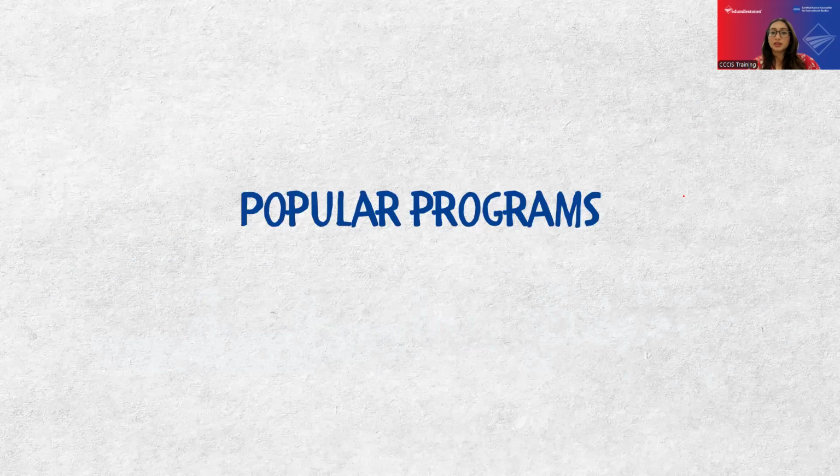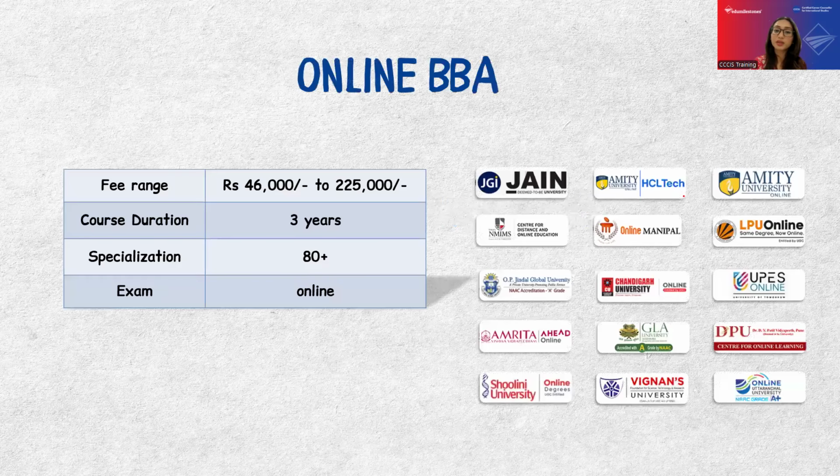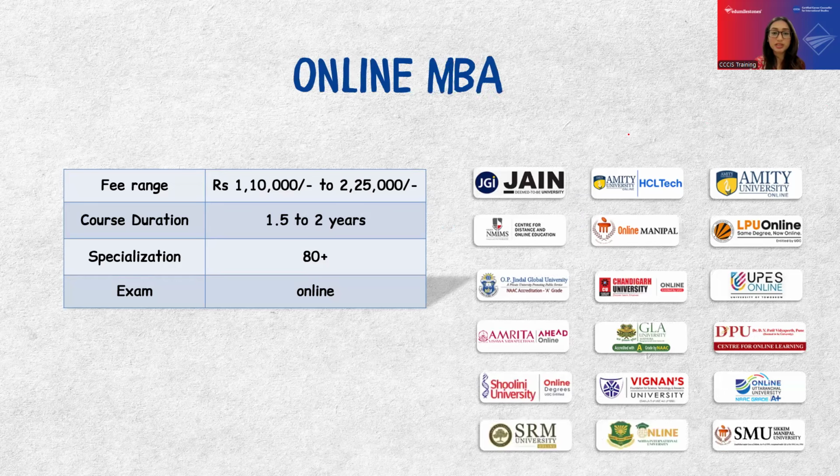Fine. Now, what are the popular programs? Most of the time we have BBA, MBA, BCA, MCA programs, and professional executive programs will also be there. BBA is a bachelor's degree for 3 years with 80 plus specializations, and the fees range from 46,000 to 2,25,000. The universities which offer these programs are Jain, MET, Lovely, Manipal, Narsee Monjee, OP Jindal, UPES, DY Patil, right? Then we have Chandigarh, Shoolini, and Uttaranchal University.